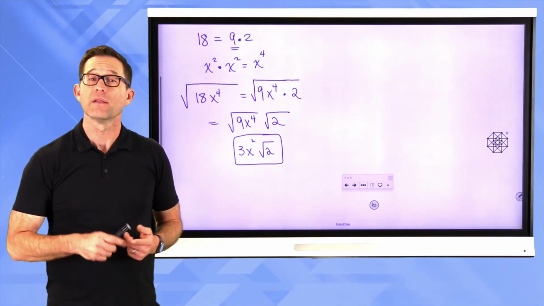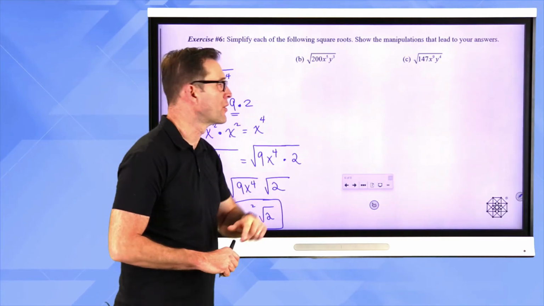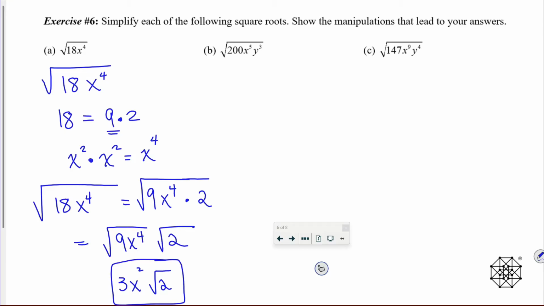All right, let's do another one. Let's take a look at letter B. The square root of 200 times x to the 5th times y to the 3rd. All right, let me write this a little bit bigger as usual, just so that you can see it.